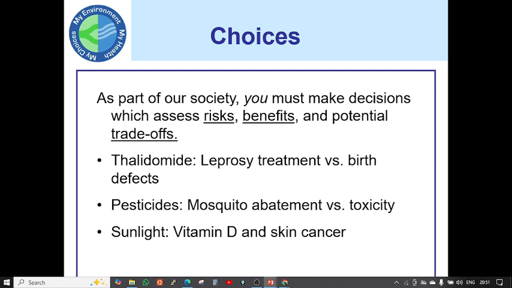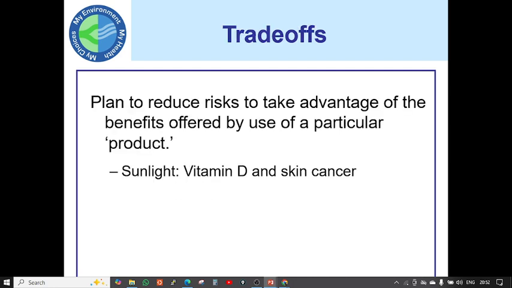If you are living in a society, obviously you have to decide which kind of risks to take and assess them. Then thalidomide, a leprosy treatment that caused birth defects, is also one such example. Then pesticides, mosquito abundance and toxicity, sunlight, vitamin D, cancer, all these things. Every kind of drug and medicine can be tested with these things. If we do not take risks for the assessment, we are not keeping the cure for that.